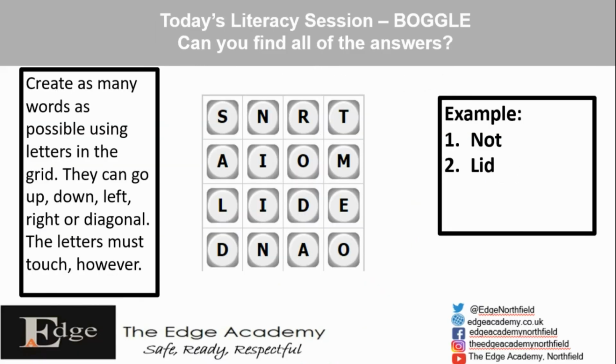And finally, the last session for this Key Stage 3 literacy session is our Boggle task. Can you find all of the answers? Yet again, all of the letters just need to be touching either up, down, left, right, or diagonally. So as you can see there, we have the word "not". There is a letter there that can become before the end the word not, but I don't want to say it or write it down. You'll find that there are a huge amount of answers.